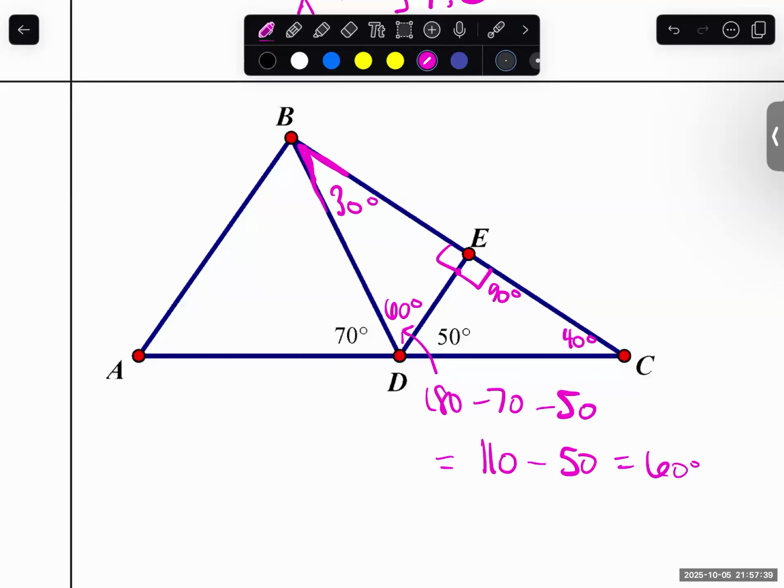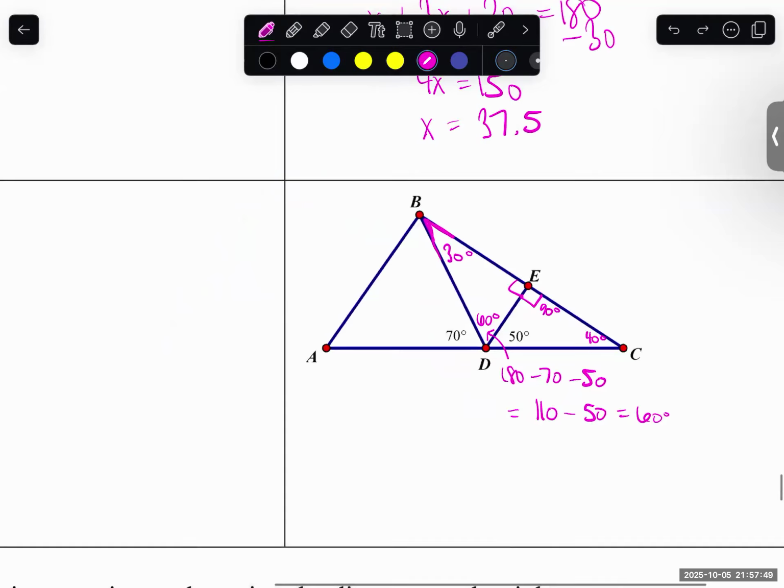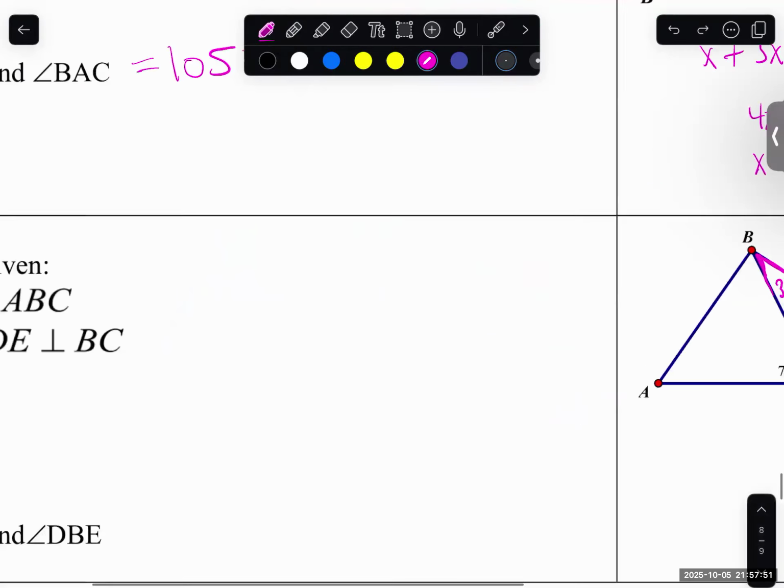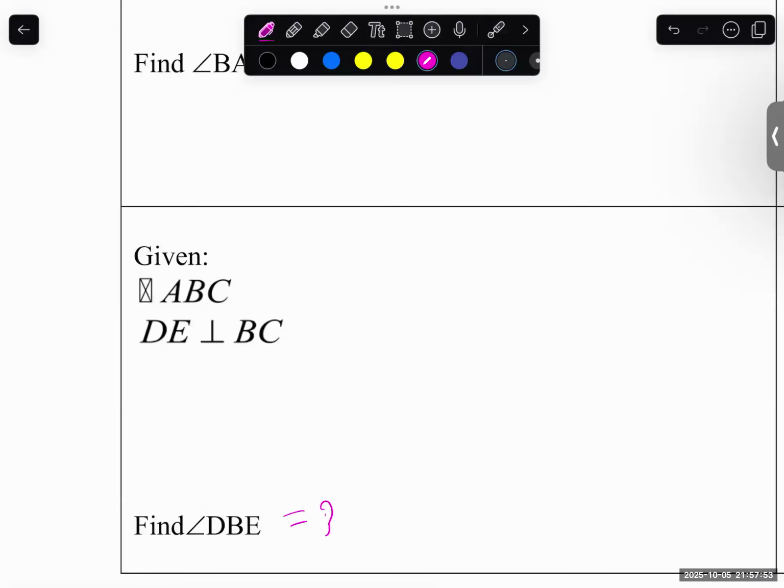It's 30. Sometimes you might have to have three angles that add to 180. All three of them add to 180. However many angles you have in that straight line, that's how many you have to add up to equal 180. So DBE is 30.